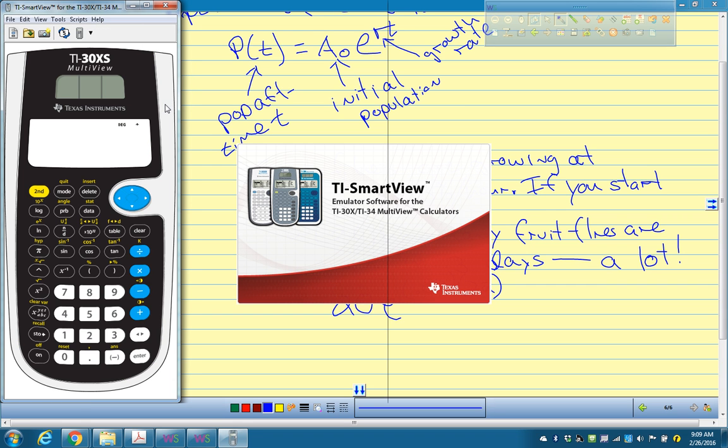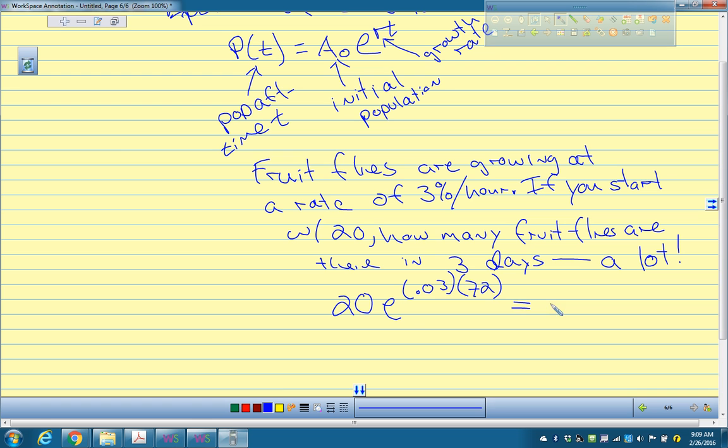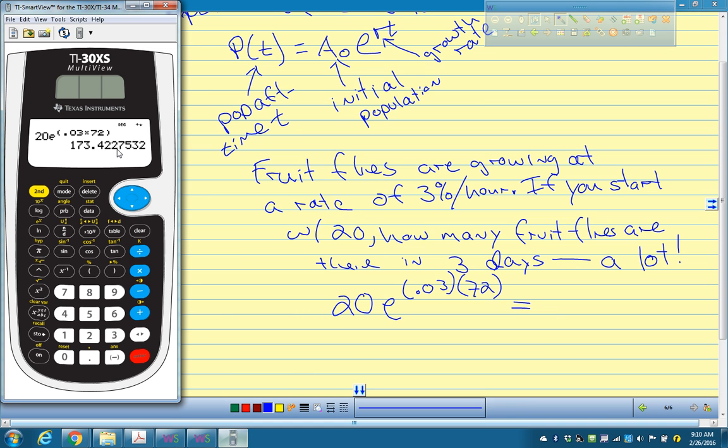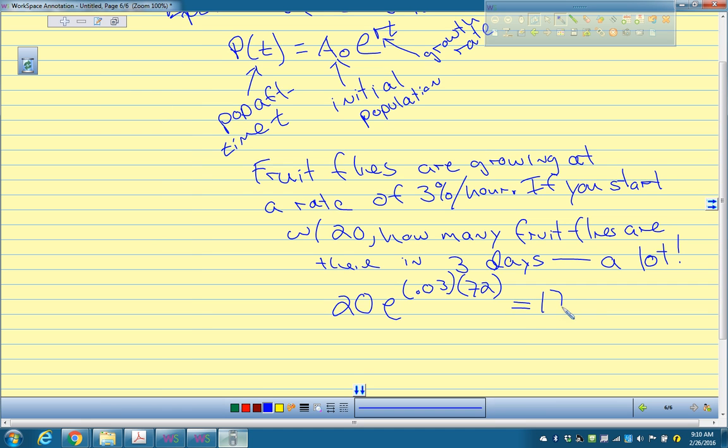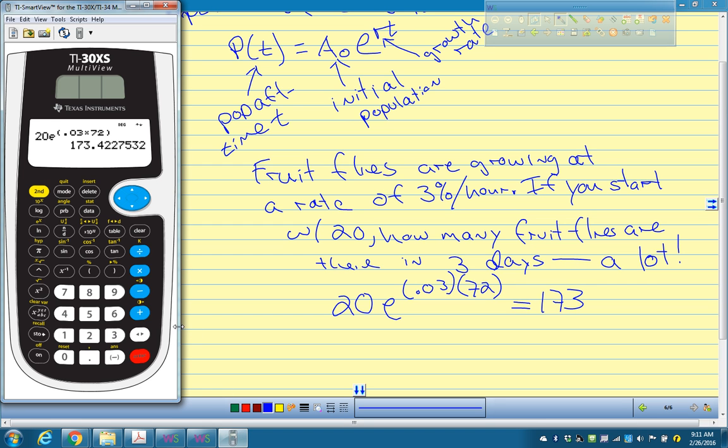Contrast. Okay, good enough. Anyway, in this case, I'm going to go 20 times e. Where's e? e is above the natural log, okay? So second natural log raised to, in parentheses, 0.03 times 20, close your parentheses, times 72. I was just seeing who was still paying attention. 72. And then I hit enter. And at that point you'd have 173.42 fruit flies. But you round off to the nearest fruit fly, so you'd have about 173 fruit flies. And that's the end.